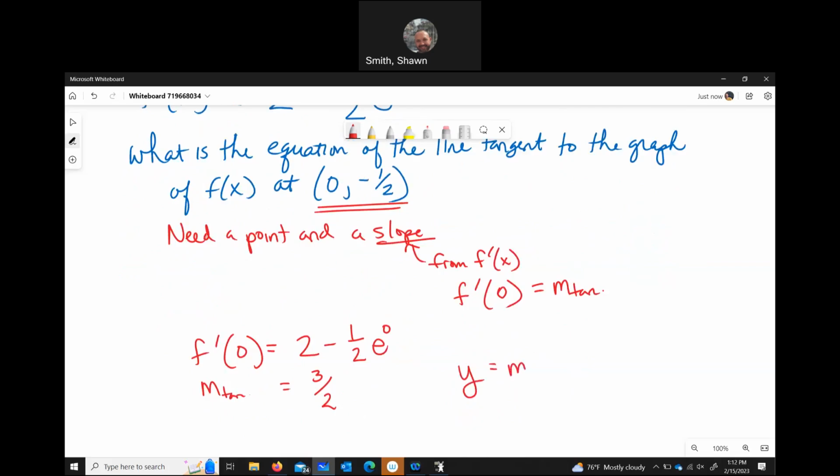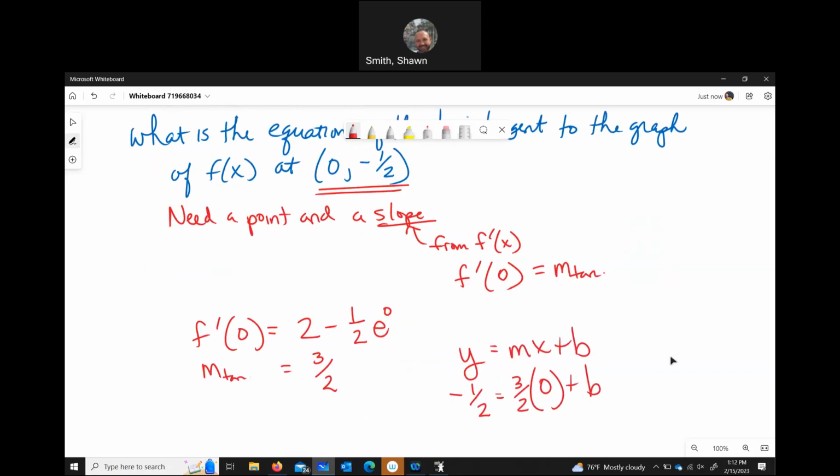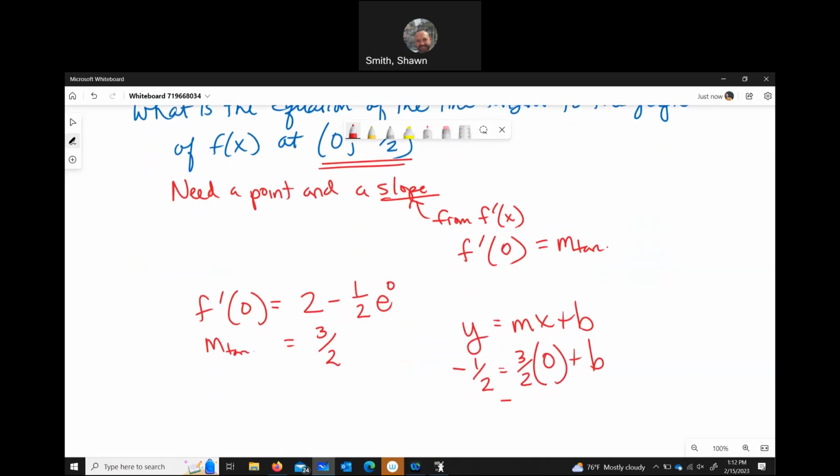So we could use y equals mx plus b. We have an x and a y up here. y is negative 1/2, slope 3/2, x is 0. Therefore, your b is negative 1/2. So your equation is y is equal to 3/2 times x plus the b, so minus 1/2.